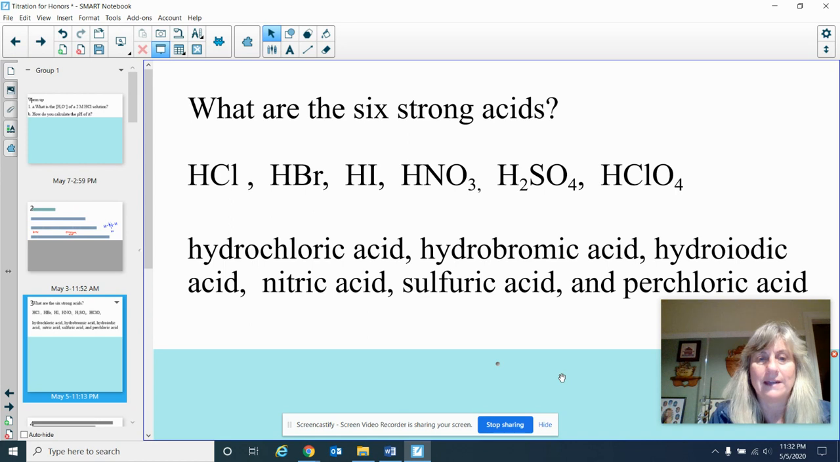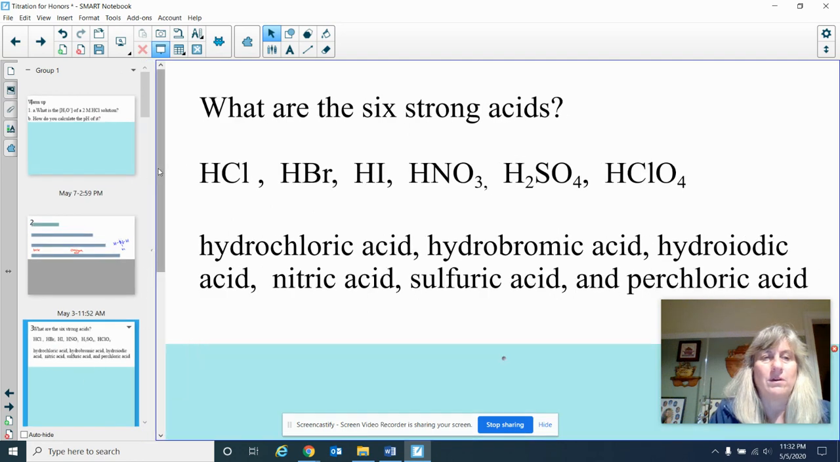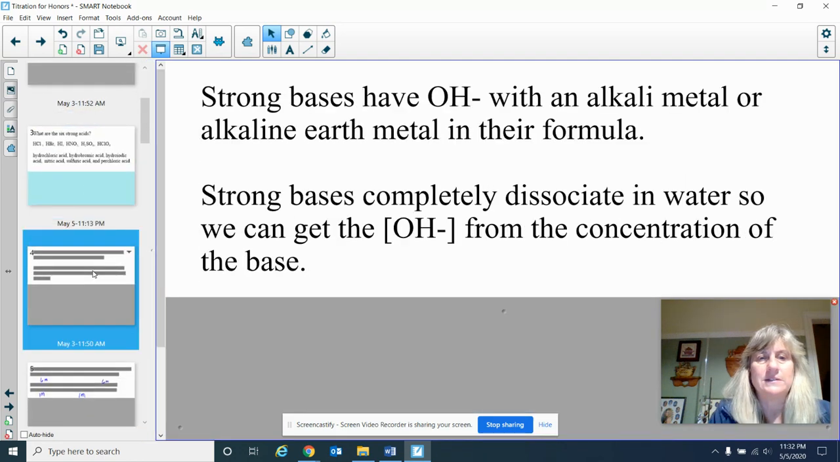That means every other acid is a weak acid. So any other acid you've heard of, citric acid, boric acid, many other acids, those are weak acids. Okay, so with our strong bases, those would be the alkali metals with hydroxide or alkaline earth metals with hydroxide. And those strong bases completely dissociate in water so that we can get the OH minus concentration from the concentration of the base.